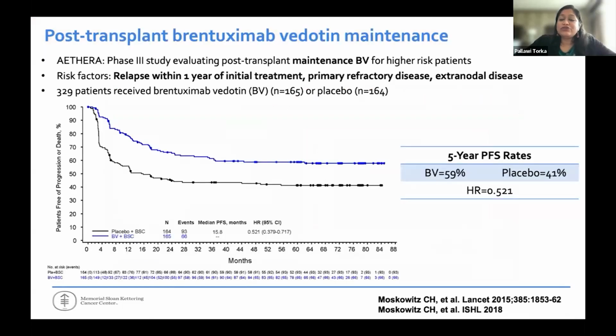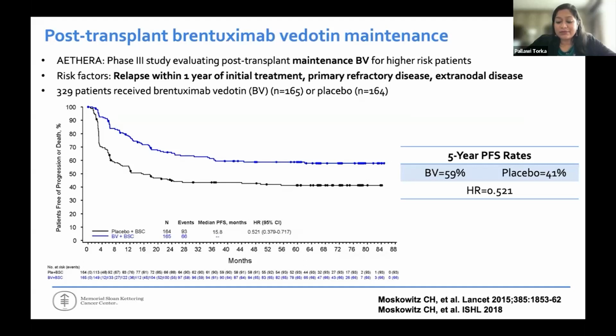Then do you stop after transplant? So in the subgroup of high risk patients, I invoke the ETHERA study where we give brentuximab maintenance for 1 year. And it did show a progression-free survival benefit. Most patients don't finish 1 year. They say bye-bye after about 9 doses because of neuropathy, and they just get tired of it.